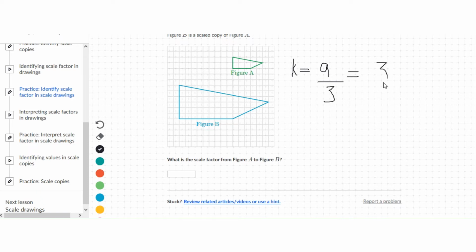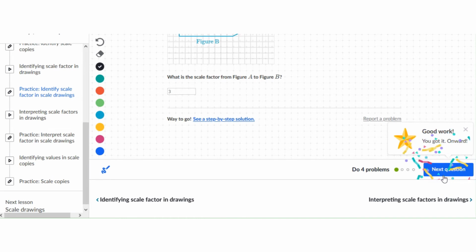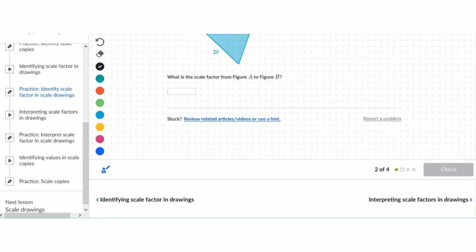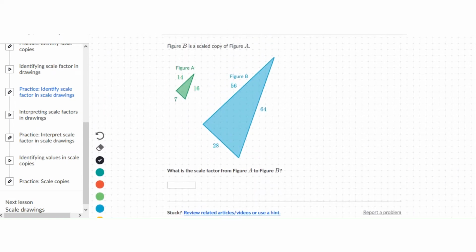And yes, it is more than 1. So it's quite justified that it is going to be an enlarged one. And so that's the correct one. Move to the next question and solve the remaining ones. Again, you see this one, figure B is a scaled copy of figure A. What is the scale factor from A to B?